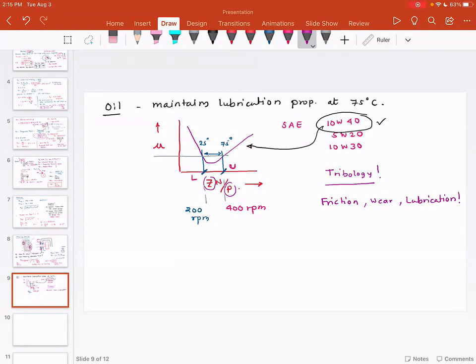So I'm going to stop here for 15 minutes and then we'll be back and we will start the helical gear design. So I'm going to pause recording.